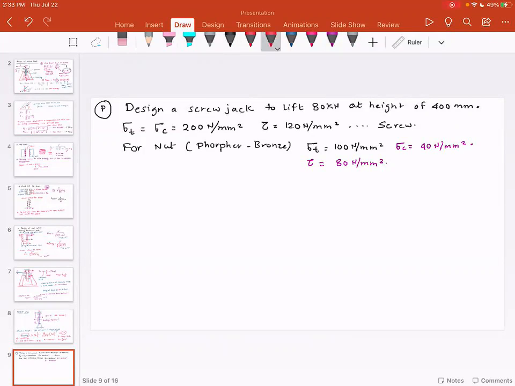Then the bearing pressure or the bearing strength, sigma_B, which is bearing, is equal to 18 Newton per millimeter square. And we have to design the screw jack. So this problem is a fairly straightforward problem, like the way we solved before. So I'm going to work out the problem using the steps that we discussed earlier.